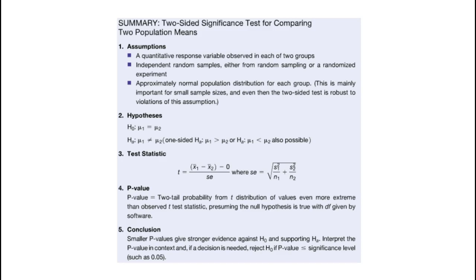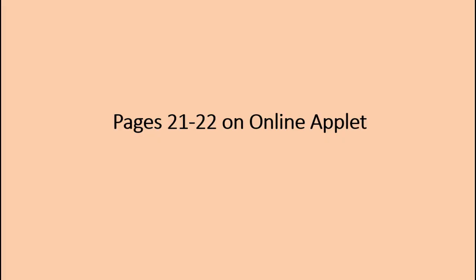For your exam, you will not have to calculate the test statistic by hand. We'll do something similar to what we did when we looked at two proportions. For your homework, you can either use the MathCracker app, or for an exam, you'll need to read from Minitab output. So we're going to look at pages 21 through 22 in your notes, which use the online application to solve a problem.